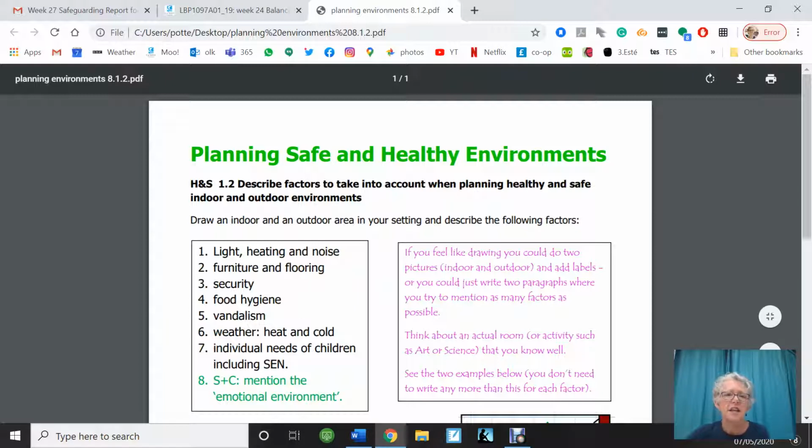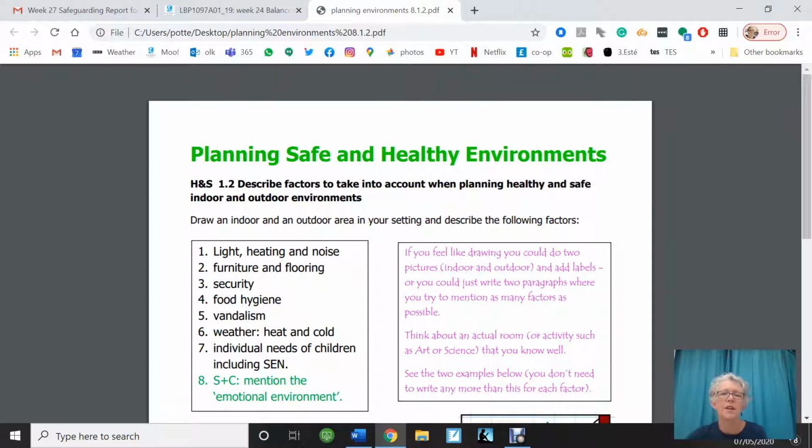So the factors to take into account, I've given you 8 factors to mention here, and they relate to indoor and outdoor areas. So you should look at lighting, heat and noise. It's a describe question. So if you wrote 1 sentence for each of those, you would be done. 1 sentence about indoors and 1 sentence about outdoor areas. So light, heating and noise, the furniture and the flooring, security issues. Are there gates in a playground? Are there doors in a classroom?